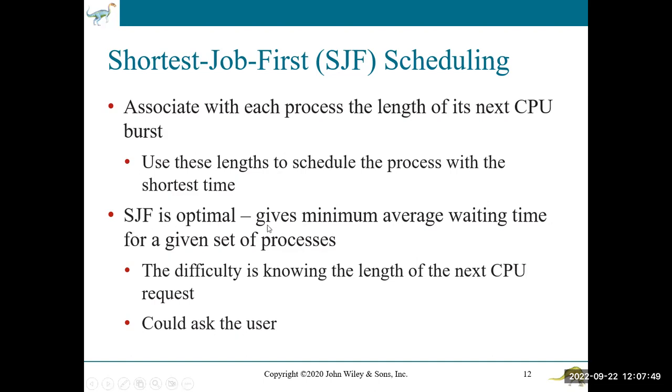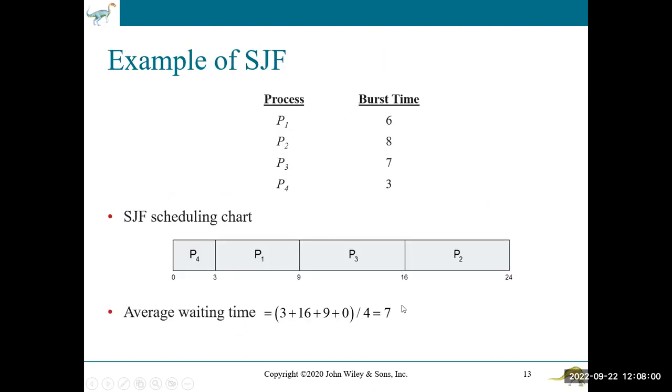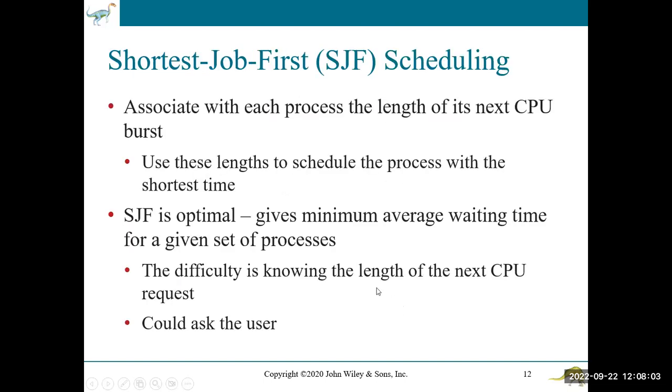SJF is optimal, gives minimum average wait time for a given set of processes. The difficulty is knowing the length of the next CPU request. Could ask the user. So what are we saying here? Well, if you have a lot of short tasks, SJF is optimal. So it gives the minimum average waiting time for a given set of processes, but there are scenarios where that's not the case, right? And if you can't anticipate the next queue cycles, that's a disadvantage.